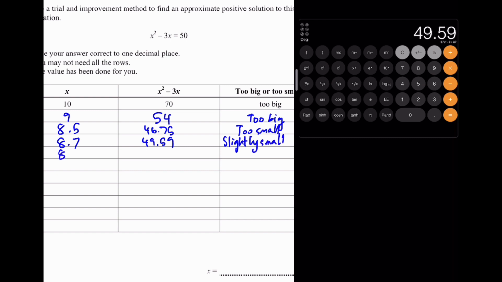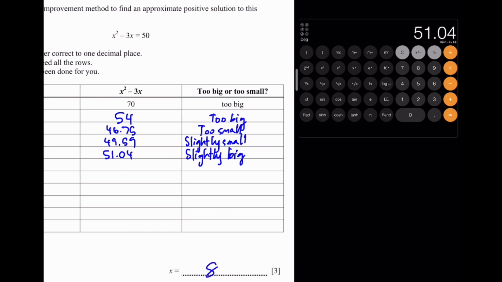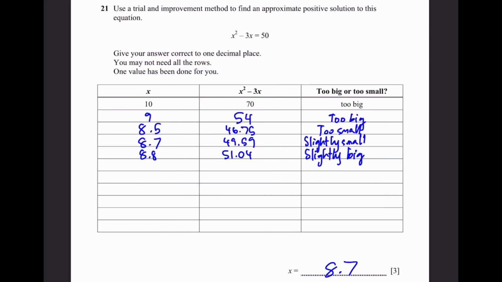So now, let's just take 8.8. Looks like 8.7 is the answer, but let's first confirm by checking for 8.8. Square it, minus 3 into 8.8. We get 51.04. This is slightly big, which is by 1.04 on the number line, but then 49.59 is closer, so we can say that x is equal to 8.7. That's the answer. Let's go to question 22.